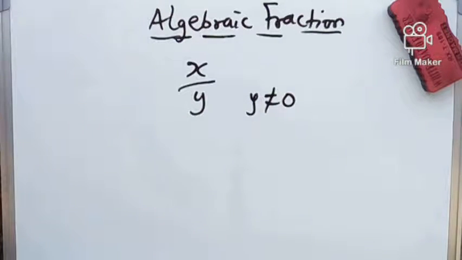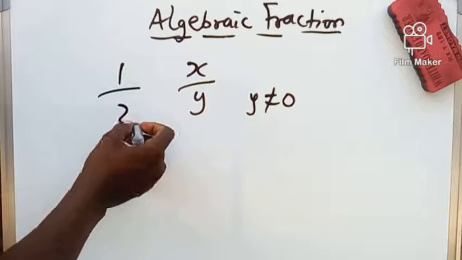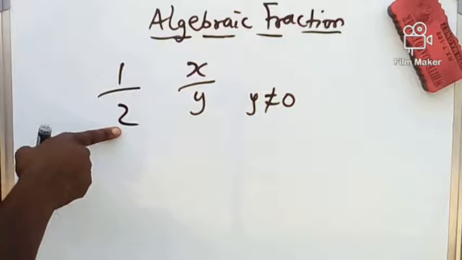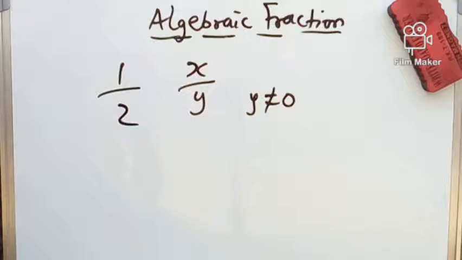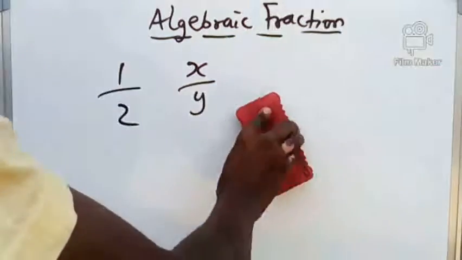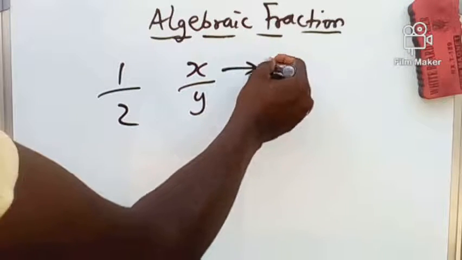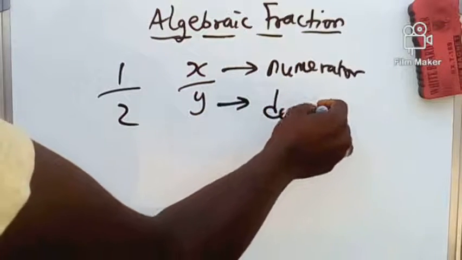It means anytime you have a number written in the form where there is a number at the top and another number at the bottom separated by a factor of division, then you have a fraction, as far as the number at the bottom is not equal to 0. Now, a fraction is made up of two parts. The first part is the upper part, which we refer to as the numerator. So if I have a given fraction, this part is called the numerator, while the lower part is called the denominator.